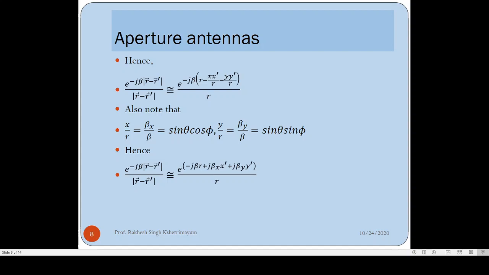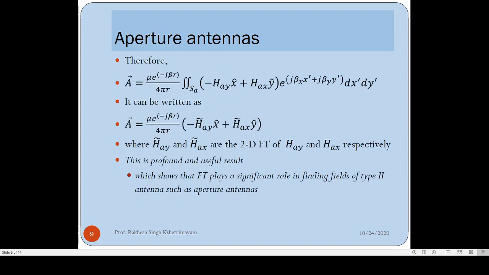In that case, you can replace the previous expression here. The exponential minus j beta r term is the first term here. The second term is exponential j beta x dash, replacing x dash by r, and you can replace the third term by exponential j beta y dash. So the final expression for exponential minus j beta times r minus r dash divided by r minus r dash is simply exponential minus j beta r, times exponential j beta x dash, times exponential j beta y dash, divided by r. So this is the far field approximation of this exponential term and the 1 by r minus r dash term here. You replace that in the previous expression for the magnetic vector potential. You can take out the common exponential minus j beta r.